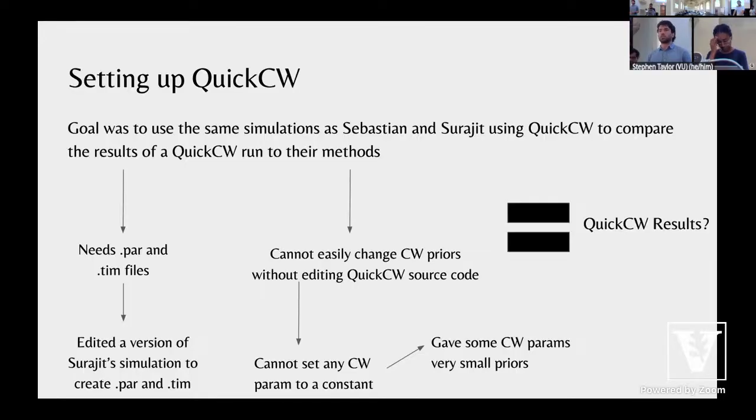Then I did that and tried to run Quick CW, and it took forever and gave bad results. So I was going to try a similar cheating method of setting some of the continuous wave parameters, like the chirp mass, the distance and inclination, to be constants instead of a prior region, just to quicken it up. It turns out there's no easy way to do that except by going into the Quick CW source code and changing the priors. If you set them to constants, you get a bunch of error messages. So I turned them into really tiny priors, which helped a little bit but still doesn't quicken it up all that much. But then it ran at least. So we were able to run Quick CW with the same simulation.